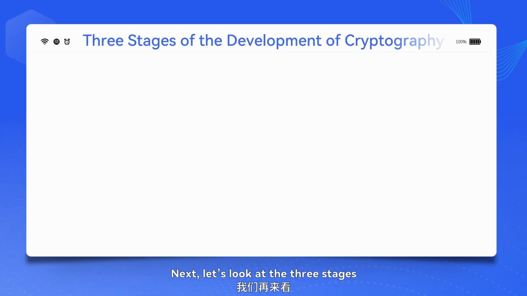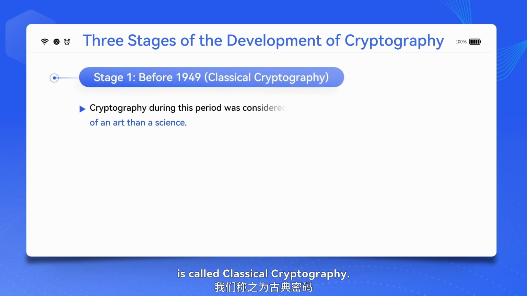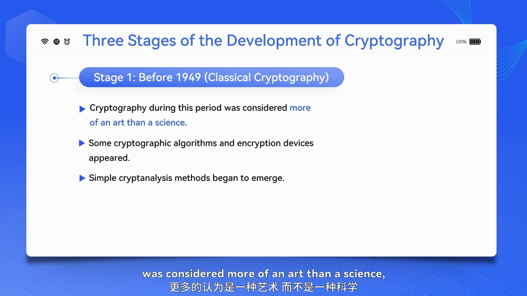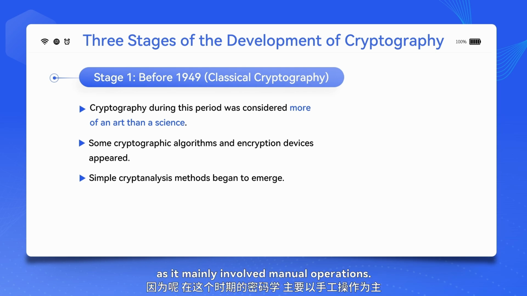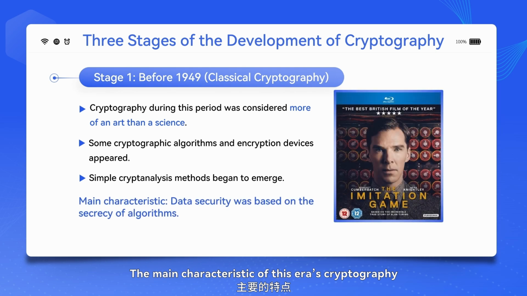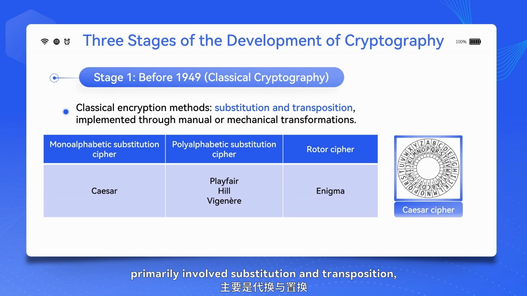Next, let's look at the 3 stages of the development of cryptography. The first stage, before 1949, is called classical cryptography. Cryptography during this period was considered more of an art than a science, as it mainly involved manual operations. The main characteristic of this era's cryptography is that its data security was based on the secrecy of algorithms. Classical encryption methods primarily involved substitution and transposition, implemented through manual or mechanical transformations.